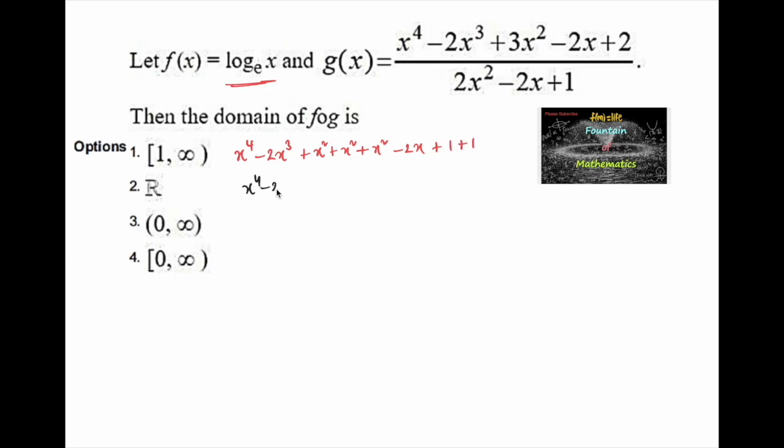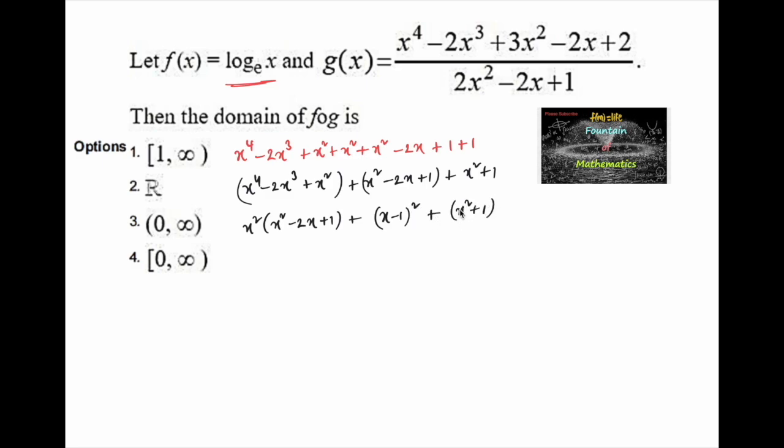x power 4 minus 2x power 3 plus x square, and again x square minus 2x plus 1, and the remaining terms are x square plus 1. So here I can take x square common, so that I can write x square minus 2x plus 1, and again here x square minus 2x plus 1, which is x minus 1 whole square, and x square plus 1. So here the three terms are x square of x minus 1 whole square, x minus 1 whole square, plus x square plus 1.